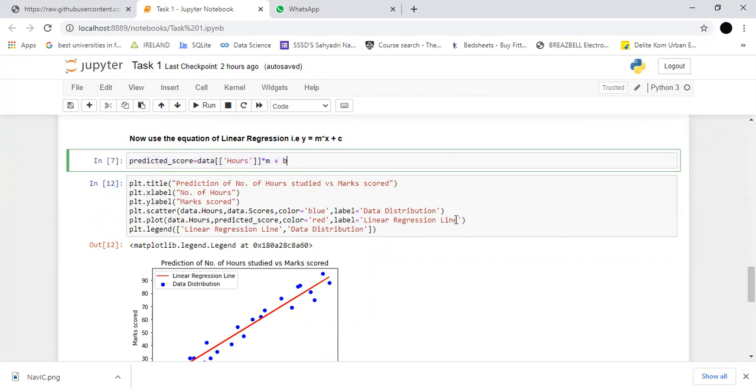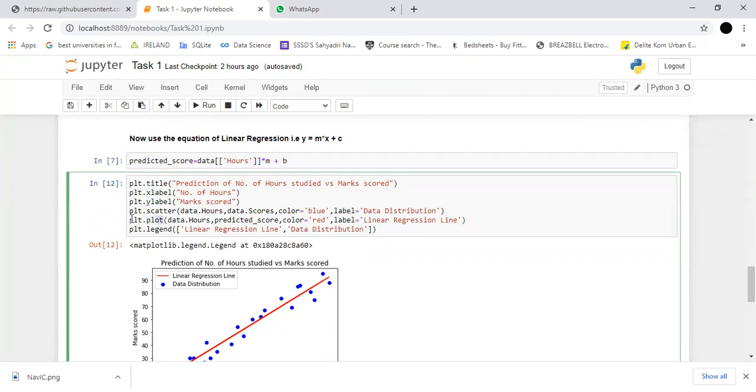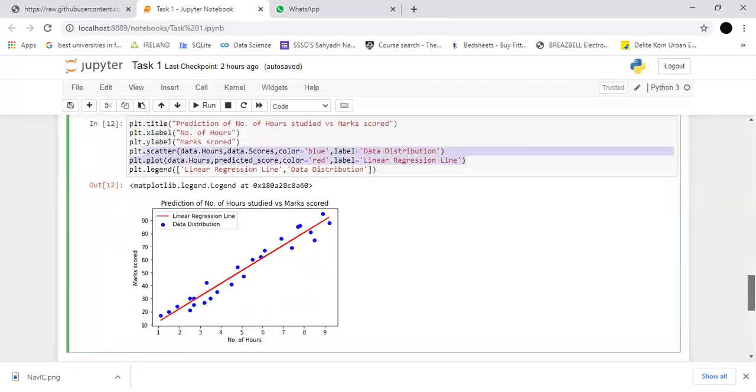Now we can plot the predicted graph of hours studied versus marks scored. To show the linear regression line, I have used plot for the hours and the predicted scored marks. The linear regression line looks as follows.